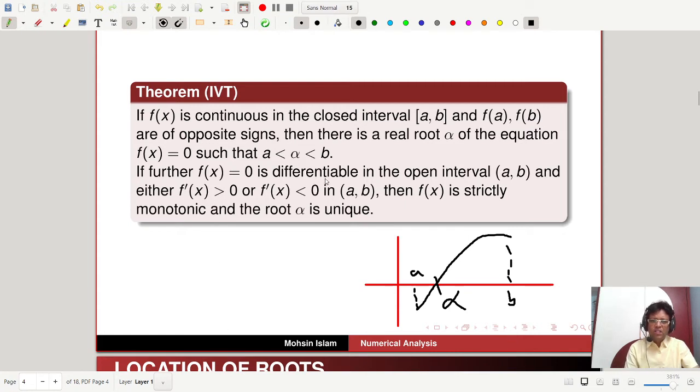If further f(x) is differentiable in the open interval (a, b) and monotonic, that is, if f dash takes either positive or f dash takes less than 0 in (a, b), then f(x) is strictly monotonic and the root alpha is unique. So that is your initial value theorem.